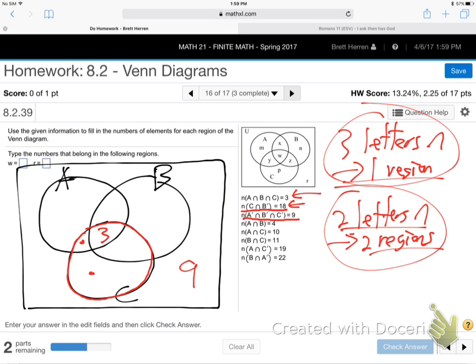Outside, huh? 9 outside, because it's not A, not B, not C. That's the outside. Good to there? How about this one? A overlap B. Doesn't A overlap B mean these 2 sections? And they tell me it's a total of 4. So this is a 1. 3 and 1 makes 4. We good there?